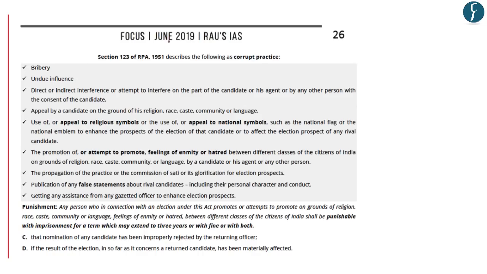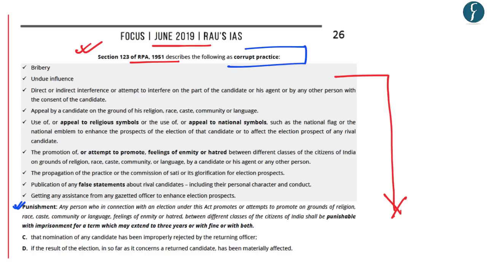Now, again, this particular topic was covered in the June 2019 edition of Focus magazine, specifically with respect to Section 123 of the Representation of People Act 1951, which lists down a number of corrupt practices, as you can see in this list. It also mentioned the punishment if a person was alleged to be involved in corrupt practices. It says that any person who, in connection with an election under this Act, promotes or attempts to promote, on grounds of religion, race, caste, community, language, feelings of enmity or hatred between different classes of citizens of India shall be punishable with imprisonment for a term which may extend to 3 years, or with fine, or with both.